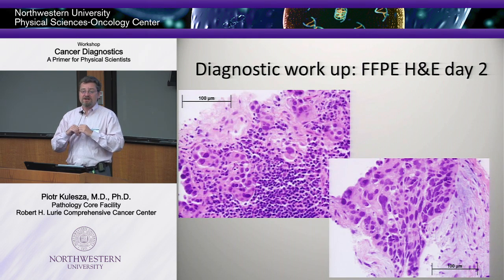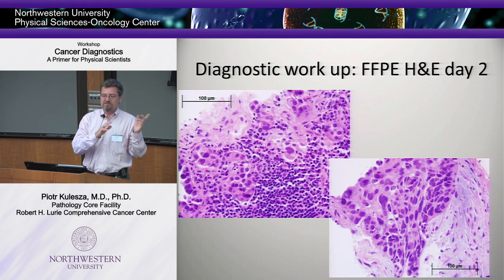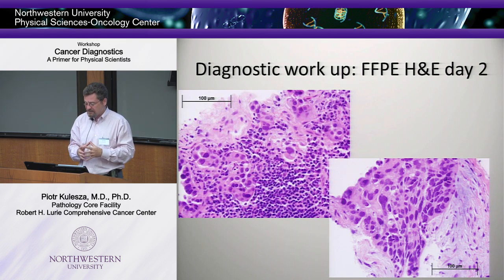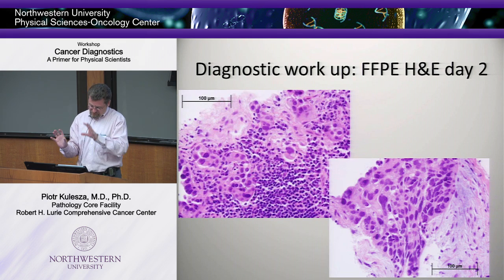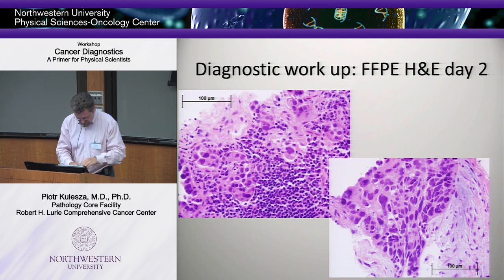Now, I ordered cores, we got 2 cores, and now the cores have been processed and stained. Now we are in day 2, okay? FFPE means formalin fixed, paraffin embedded, hematoxylin and eosin. This is day 2. So what do I have on this slide? Let's look at it. Do I have a pointer? Yes.